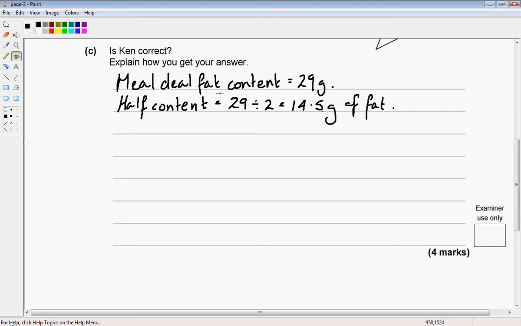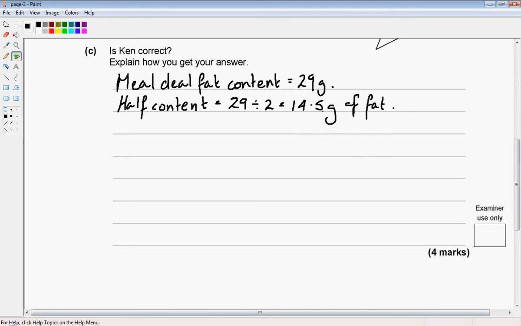Now in the previous question we worked out that the meal deal fat content was 29 grams. So half of that content would be half of the 29. So it's 29 divided by 2. So we get 14.5 grams of fat. That's in the meal deal fat content. So we need to find out if it's above or below this amount.